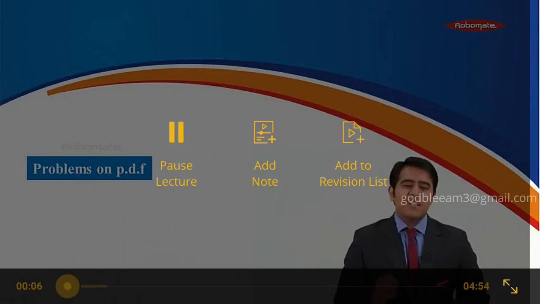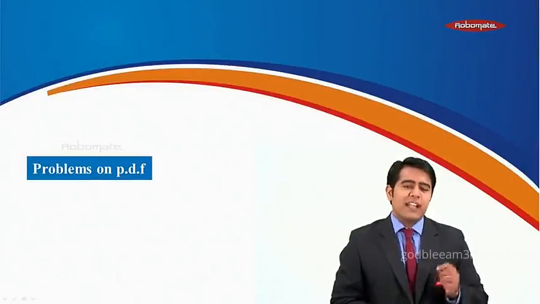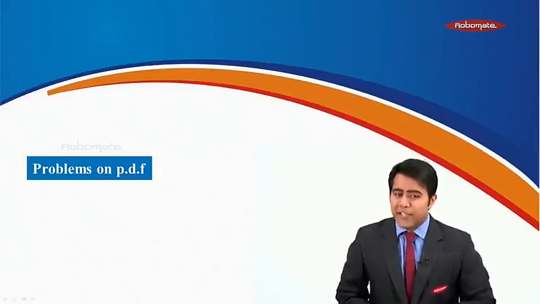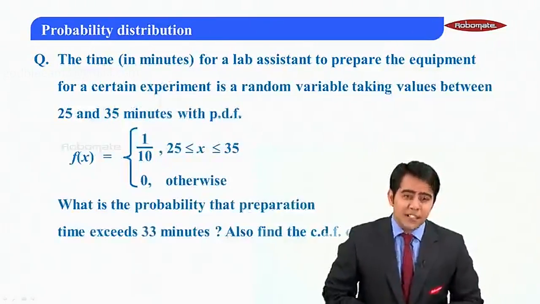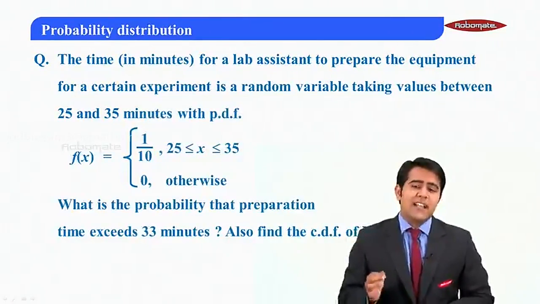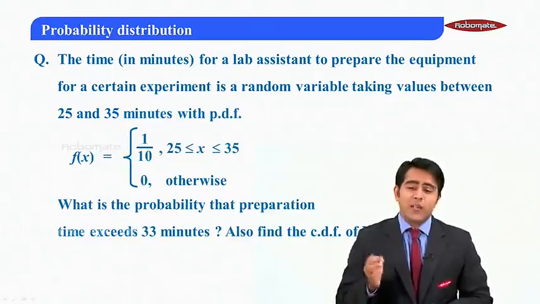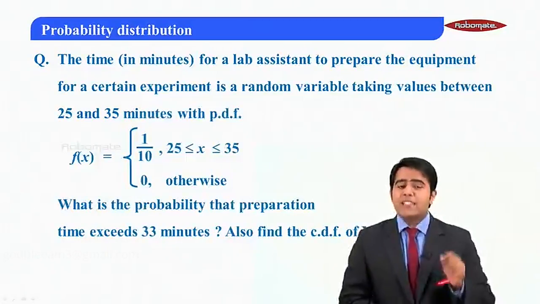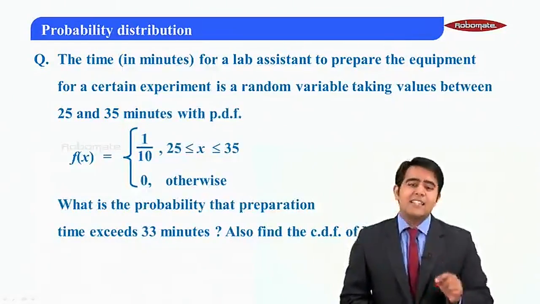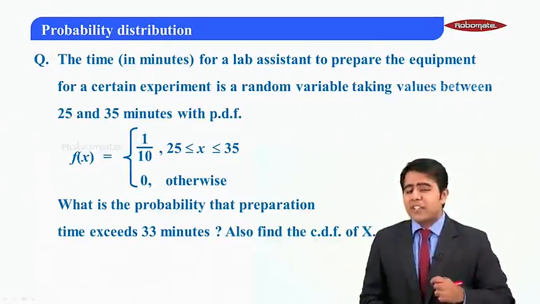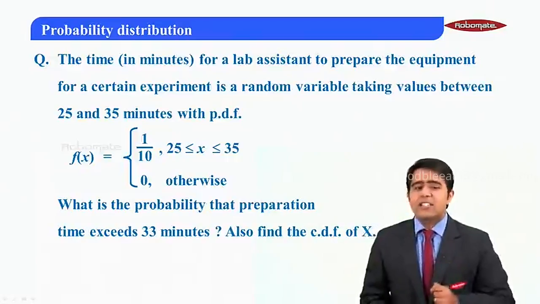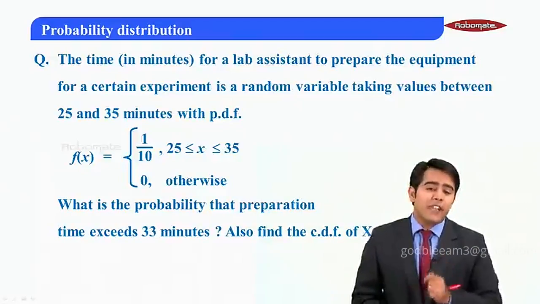Hello students, let us start with the next module of this topic, and here we are going to learn problems on PDF. So moving further with the question here, the time for a lab assistant to prepare the equipment is given as a function. Here f of x is 1 upon 10 for x greater than or equal to 25 and less than or equal to 35. What is the probability that preparation time exceeds 33 minutes, and also find CDF of x?